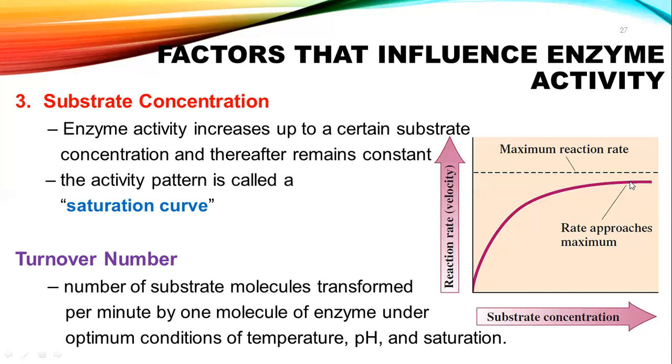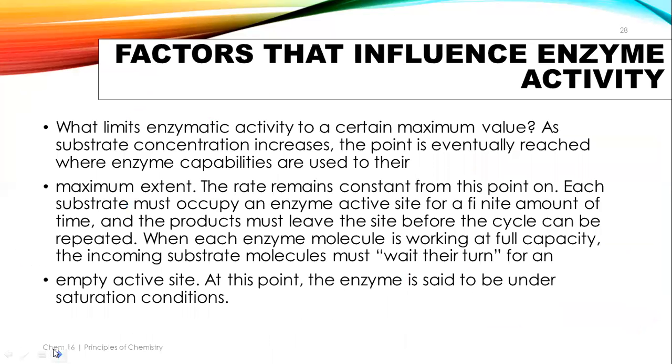And there is what we call a term, turnover number. It's the number of substrate molecules transformed per minute by one molecule of enzyme under optimum conditions of temperature, pH, and saturation. That is the turnover number. So the turnover number of our enzyme is an indicator of the reaction rate for your particular enzyme.